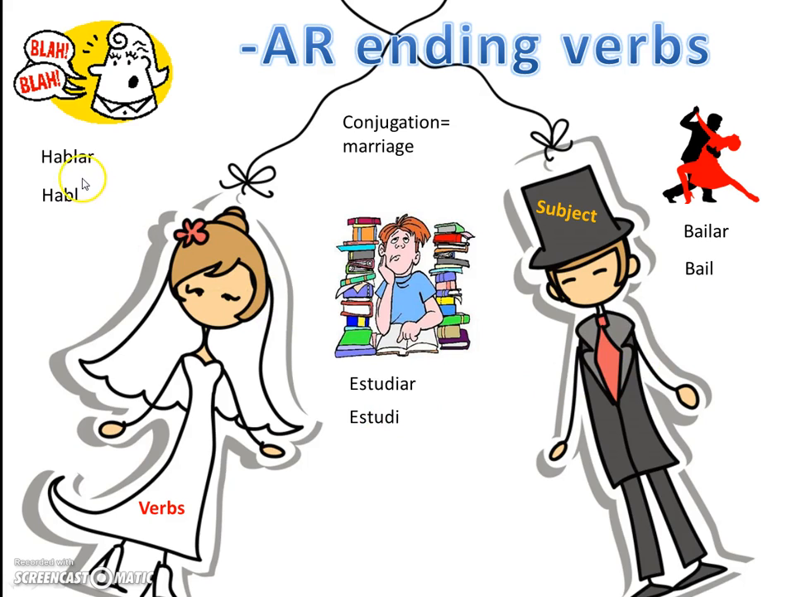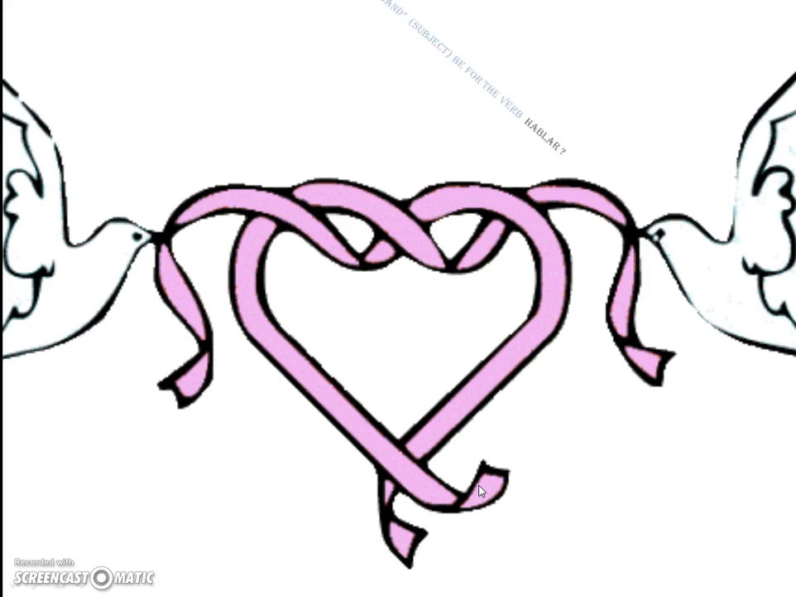Okay, so what is the last name? For an AR verb, it would be the AR. So when we're conjugating AR verbs, the endings will disappear and they will take the ending, or the last name, of the subject, the husband. So what happened to the ending? Let's take a quick look at this.